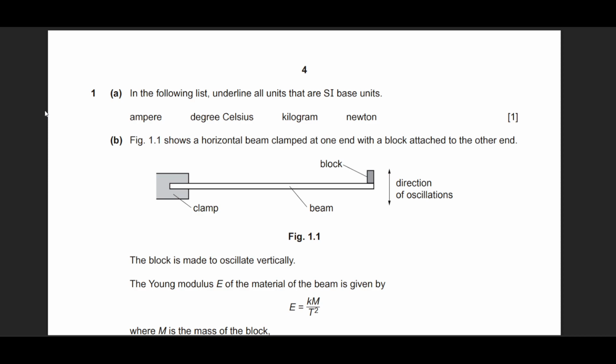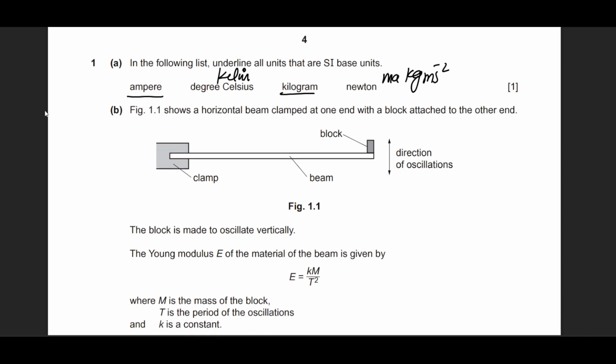Right, this is May-June 2022, paper 22. It says underline which are the SI base units. This was very straightforward. So ampere is a base unit, kilogram is a base unit, right? Newton is actually F equals to MA, as kg m s minus 2. And degree Celsius is not the base unit of temperature. It's actually Kelvin, right? So that's why it's wrong.